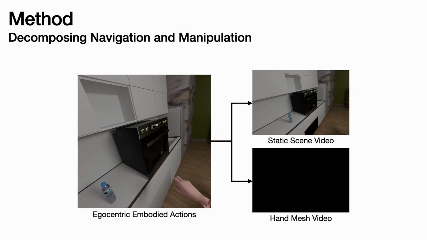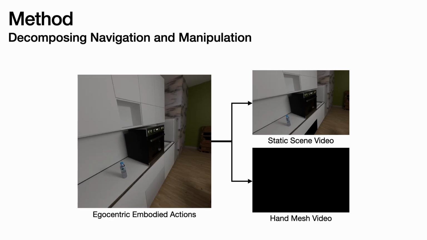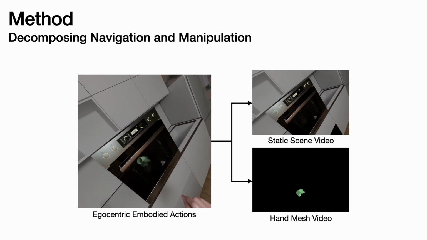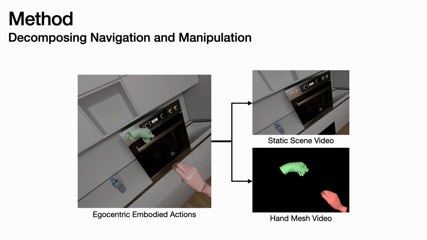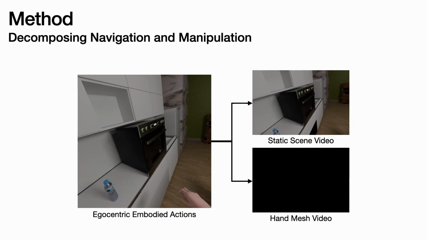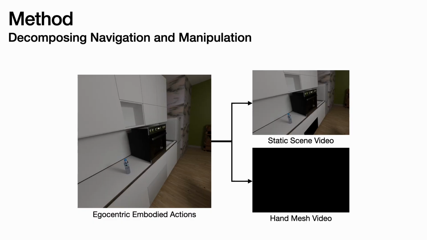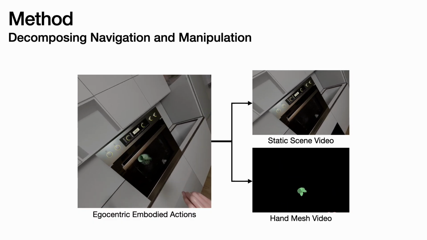We further decompose the egocentric action into two conditioning videos. The first is a static scene video. It is rendered along the same camera trajectory, but without any interaction dynamics. The second is a hand mesh video. It shows the egocentric hand motion that drives the interaction. Together, these two inputs separate navigation from manipulation.